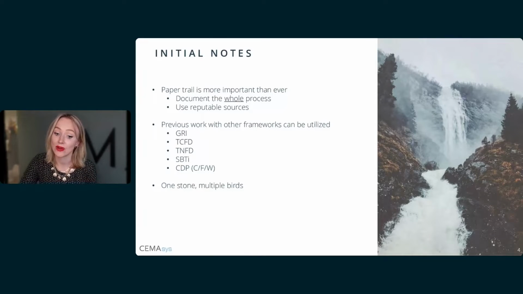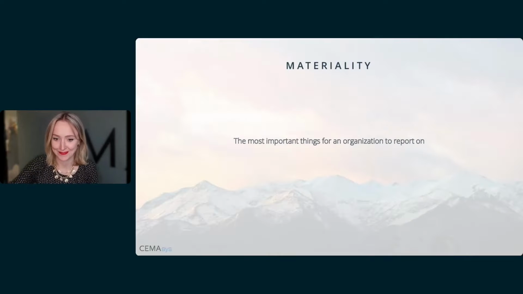And when you do a double materiality analysis the right way, you can kill multiple birds with one stone, as I call it. So we do one analysis that can feed into a bunch of different frameworks. For example, we do a double materiality analysis, but that can also feed into a GRI process. We'll go through more of that later.